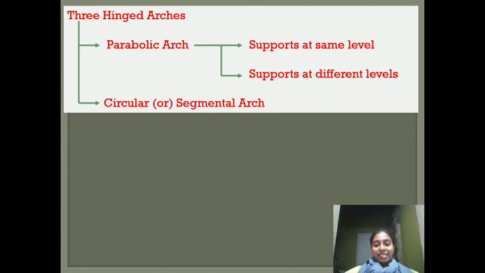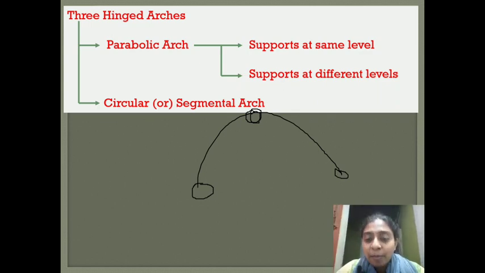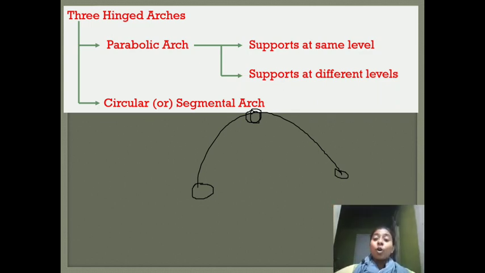So 3-hinged arches, based upon the number of hinges, we have 3 hinges. That is why it is called a 3-hinged arch. We will have 1 hinge at one support, another hinge at the other support, so 2 hinges at the 2 supports and 1 hinge at the crown. That is why we call such arches 3-hinged arches. Depending upon the shape, these 3-hinged arches can be segmental arch or parabolic arch.